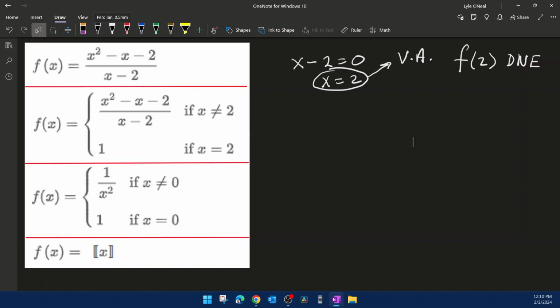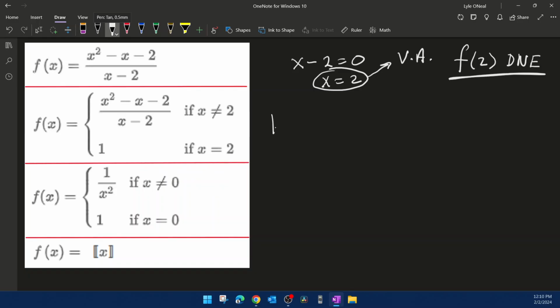Next, we want to consider the piecewise function that has our initial rational function as part of its piecewise function. Notice here in the second part, they take care of the undefined situation that we had previously. So now we can say that f of 2 is defined. They have stated that f of 2 is 1. So that is our first criteria that is met for continuity.